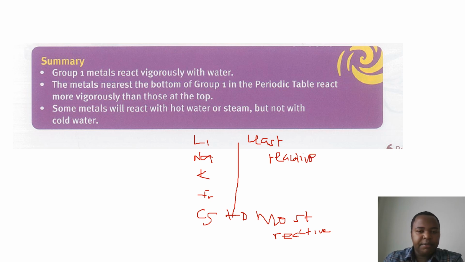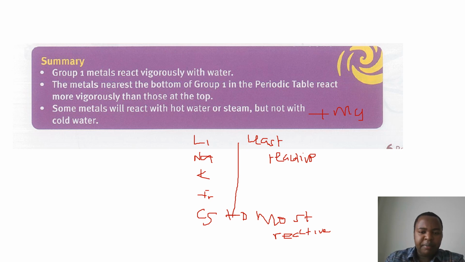Okay, some metals react with hot water or steam, but not cold water. I've given you an example of metals like magnesium, calcium, aluminium as well. They react with steam, and there is very slow reaction or no reaction with cold water.